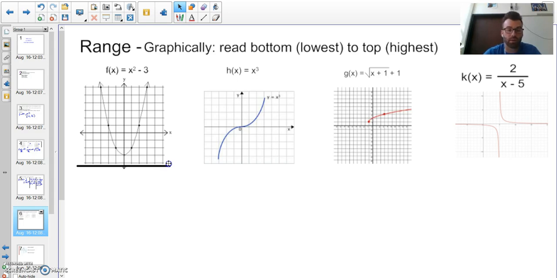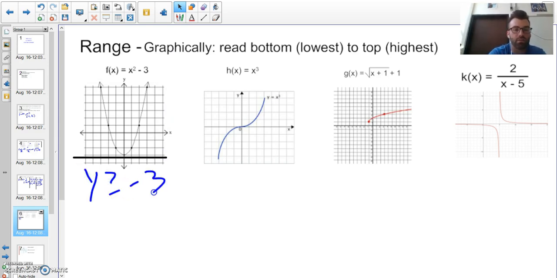Now if I start at the bottom, my graph, or excuse me, my line, is here. Well, what is that y value? It looks like it's 1, 2, 3. Is that negative 3? Yeah. And then it goes on. If I continue to move up, it goes on forever. So my range is y must be greater than or equal to negative 3. In interval notation, that looks like negative 3 included to infinity.